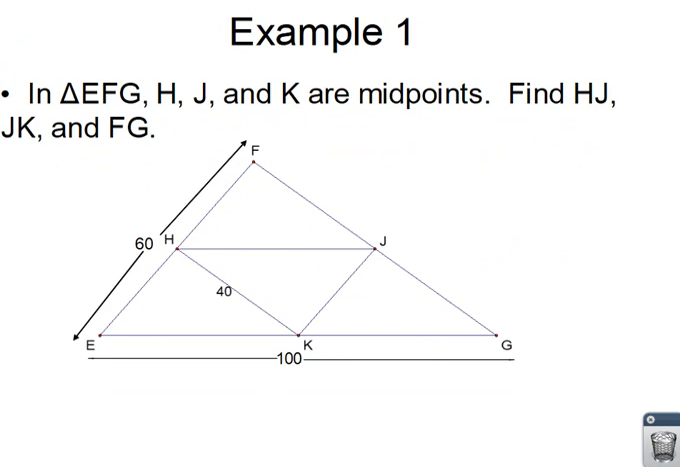All right, so in this picture it says H, J, and K are midpoints. So that means all these segments in the middle are all midsegments. We need to find HJ and JK and FG. So let's start with HJ. We'll make our list over here. HJ is right here. So that is parallel to EG, so it would be half of EG. So it would be 50.